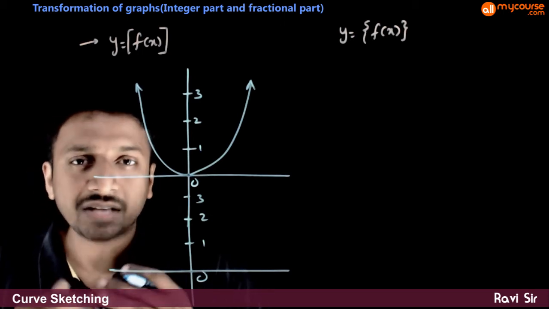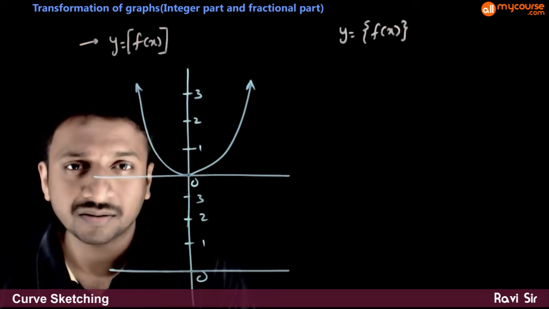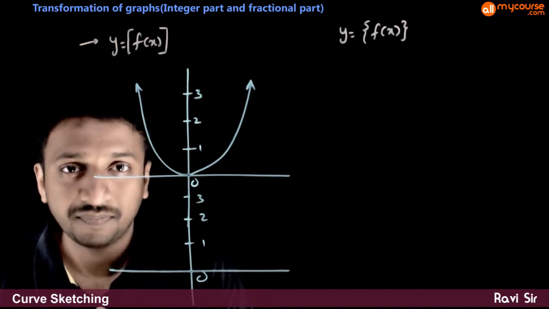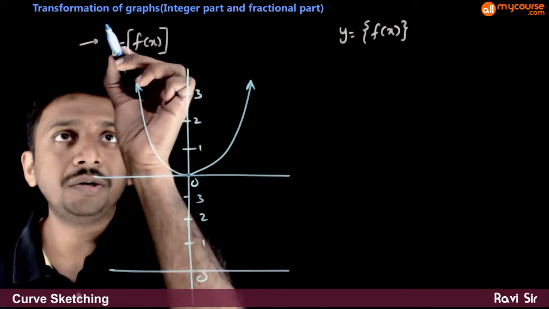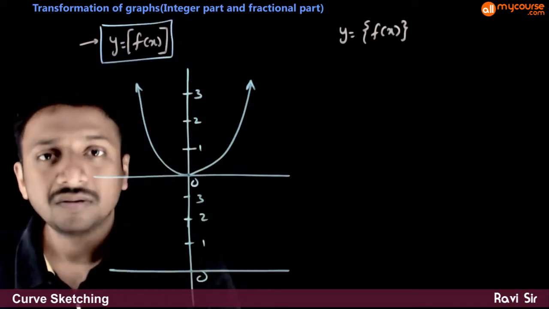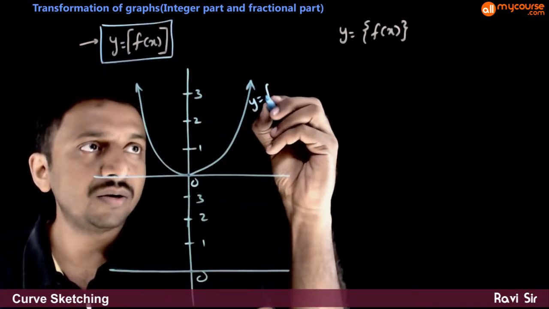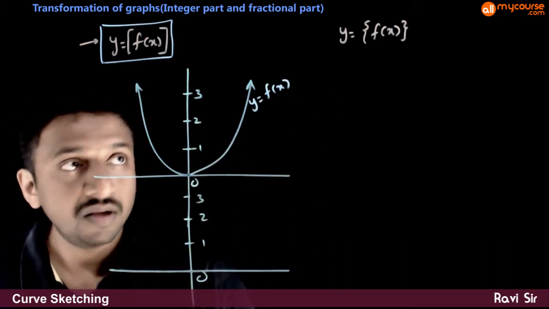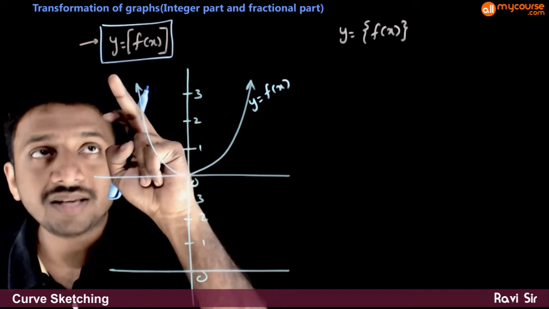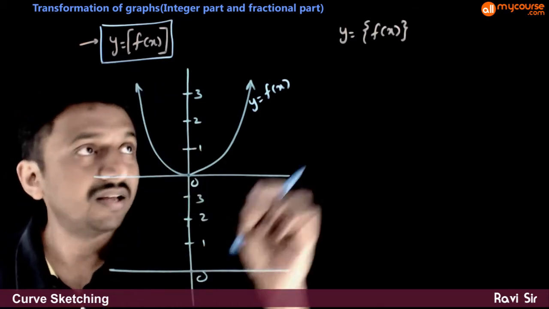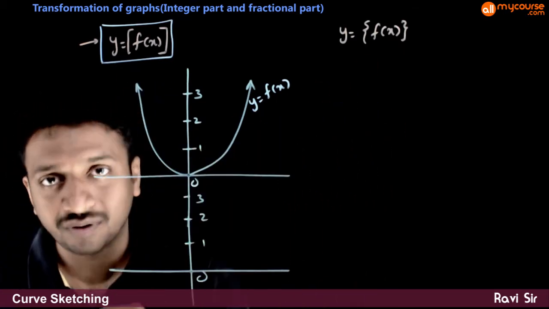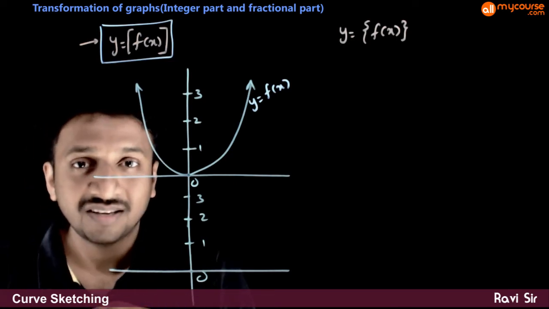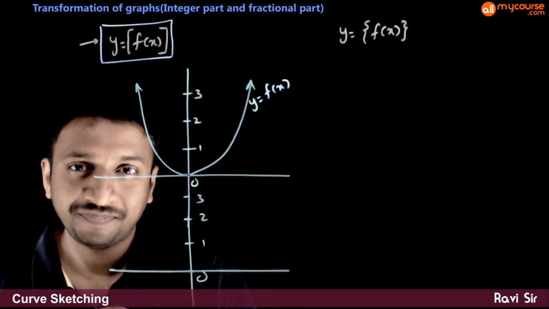Next, there are some transformations which are of minor importance, but it's always better to understand how these transformations work. The transformation we are going to deal with now: we have the curve y is equal to f of x. You know the graph of y is equal to f of x. How does the graph of y is equal to integer part of x look like? And y is equal to fractional part of x? So let us try to understand this roughly.